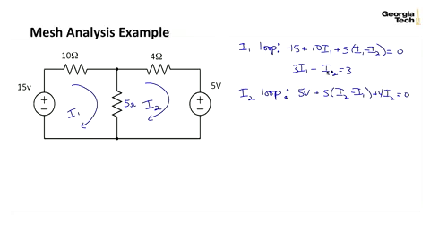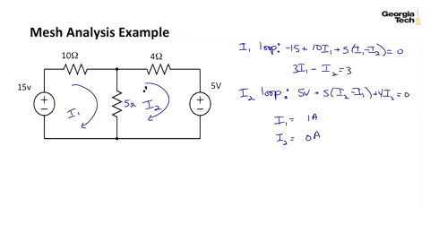And if I solve these, there I've got 2 equations and 2 unknowns. I solve them, I would get an I1 is equal to 1 amp, I2 is equal to 0 amps, which is kind of interesting. It means that there's 0 current going through here, and all the current goes in that direction.